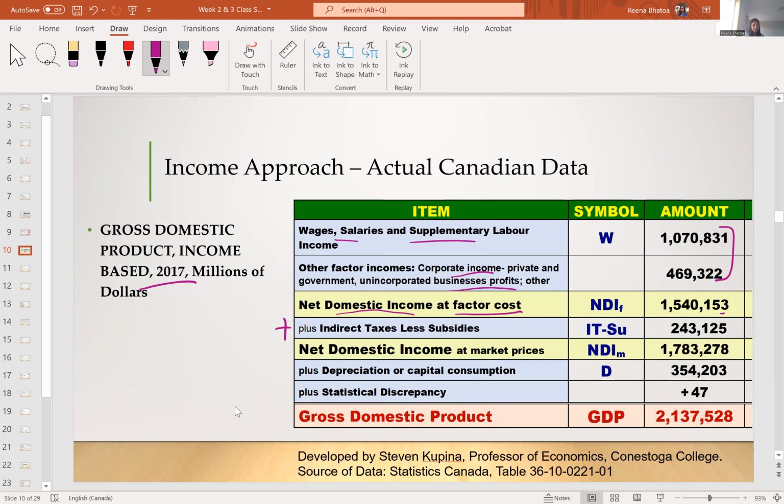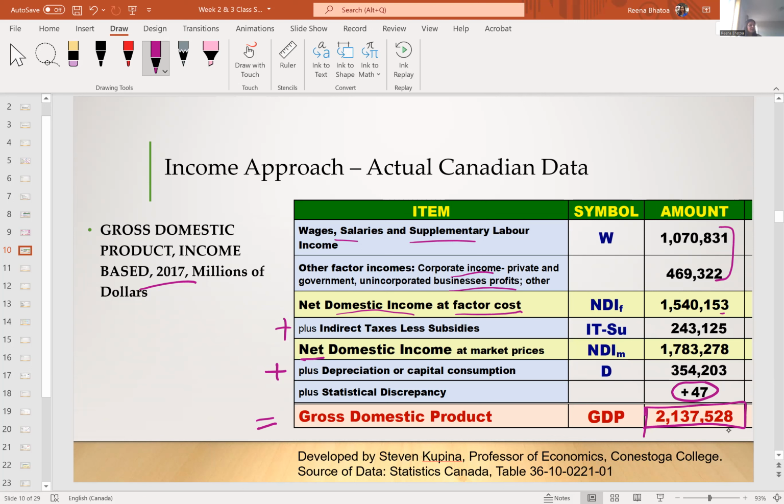Okay, we reach net domestic income at market price. It is net. So in order to move to gross, we will add depreciation, which is called capital consumption, to that. And then we will reach the gross domestic product. Again, statistical discrepancy, same $47. We will add it on the income side, right? So sometimes we do half and half, add one there and subtract from the other side. We will reach the same number of GDP.